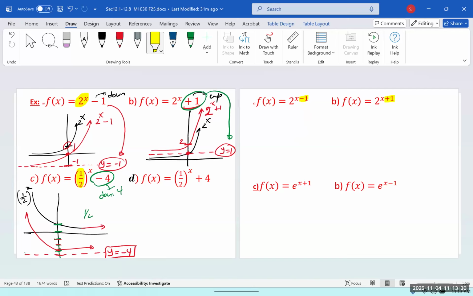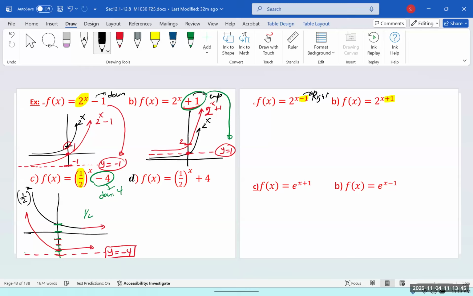So if you have a number next to the x, which direction do you move? Up, down, or left, right? Left, right. The minus means which direction? Right. It's right because it doesn't follow.